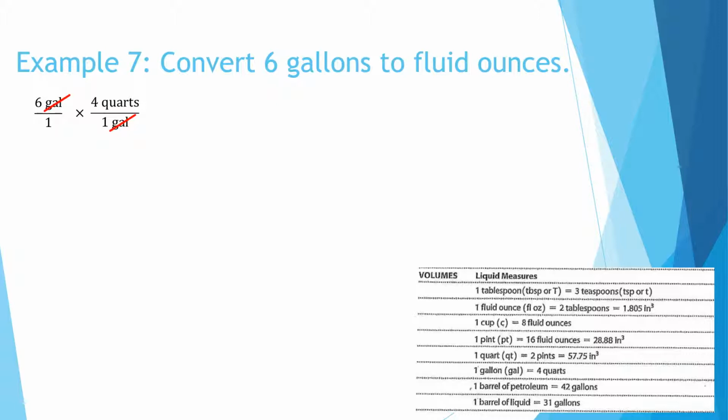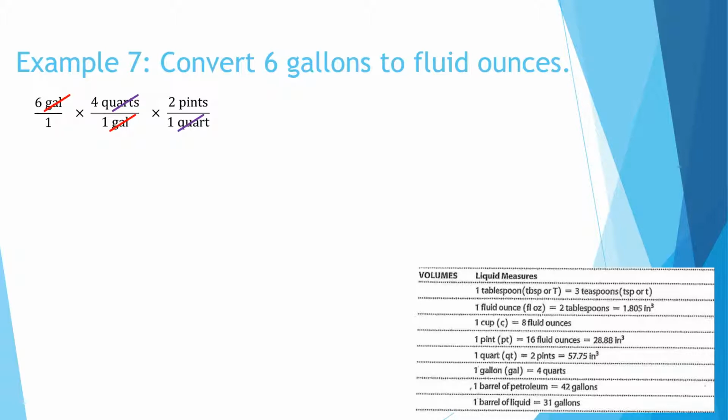Now let's look back at the part of the handout that we're referencing. It says that 1 quart is the same thing as 2 pints. That's going to again get us closer to fluid ounces. So let's multiply by that conversion factor. That's going to be 2 pints over 1 quart. Quarts are going to cancel, so cancel those matching units.